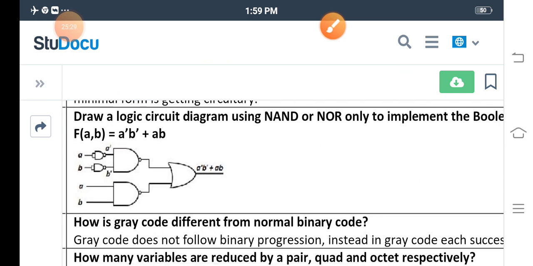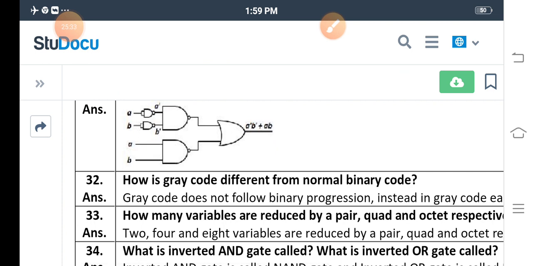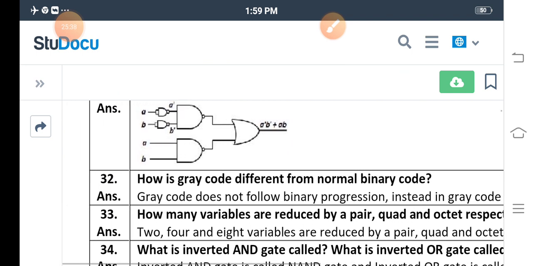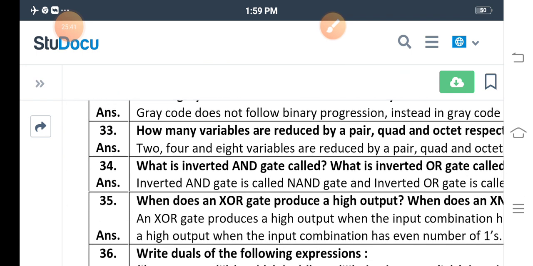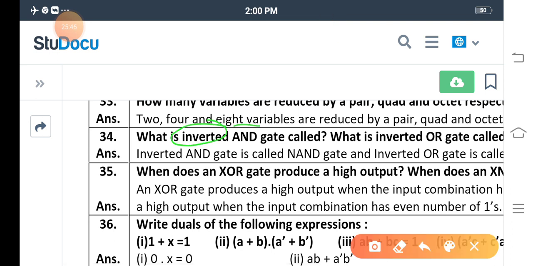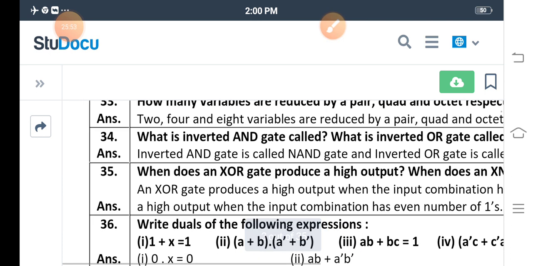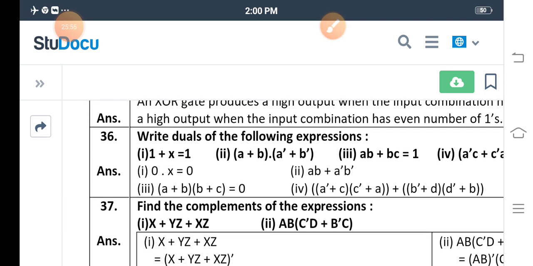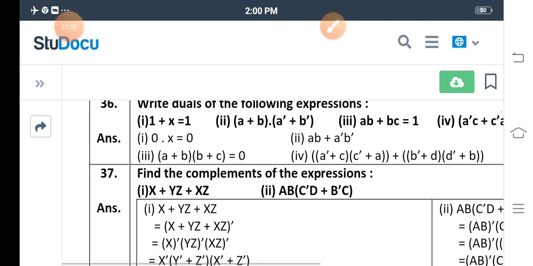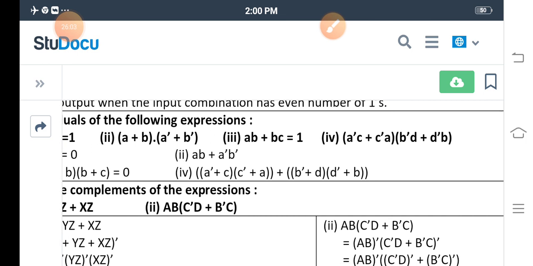Now next question is, how is gray code different from normal binary code? That also we have discussed. Leaving it. Now next, how many variables are reduced by a pair, quad and octet? Leave this question again. Now next, what is inverted AND gate called? Inverted AND मतलब inverted का मतलब NOT, और this is AND, तो NOT और AND को combine करके we get what? NAND. Now next, leave this question again. 35, 36, do it yourself, homework for you. 36, just let me show the complete question to you. This is the fourth part.